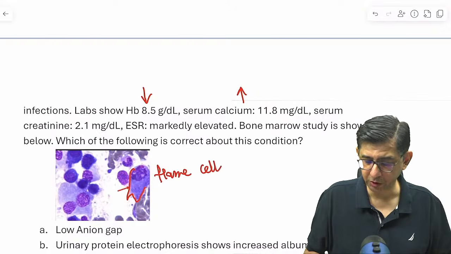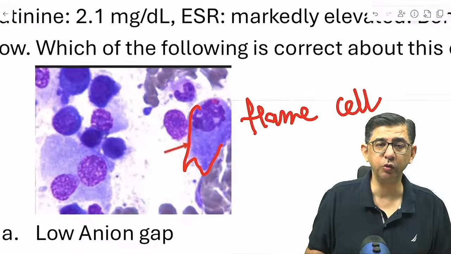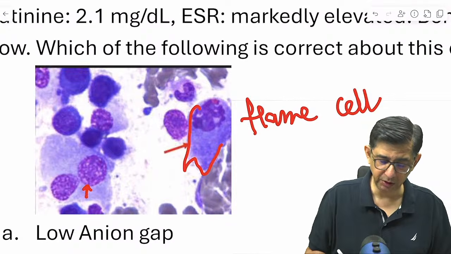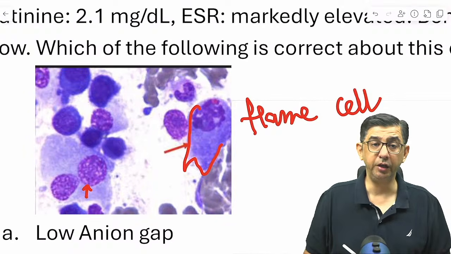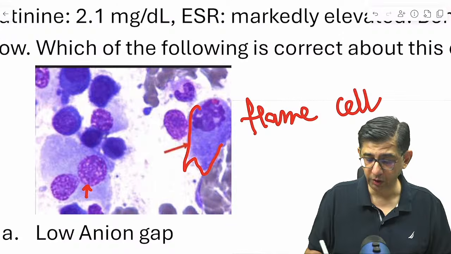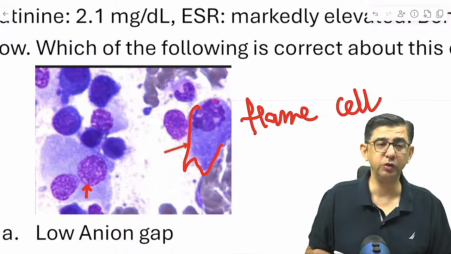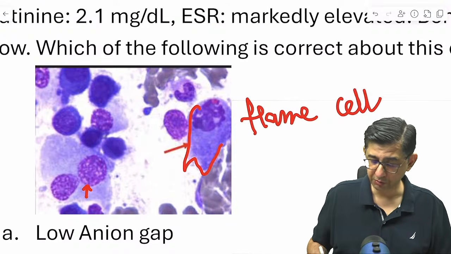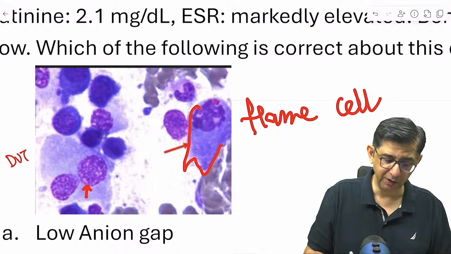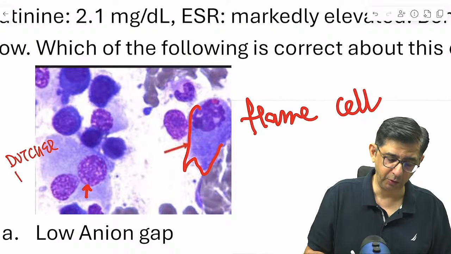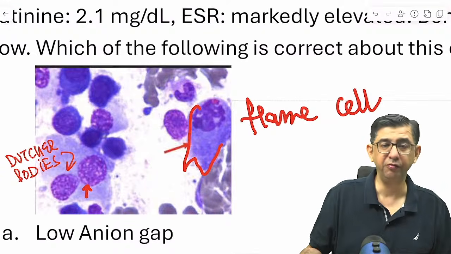In the histopathology component, you can see a flame cell. If I zoom it further, you can see some inclusions inside the cells. These are in the nucleus. In the nucleus also, you can see some inclusions in both. These are called Dutcher bodies. So if I incorporate all of these manifestations, Dutcher bodies are present, and then the flame cells that are present.